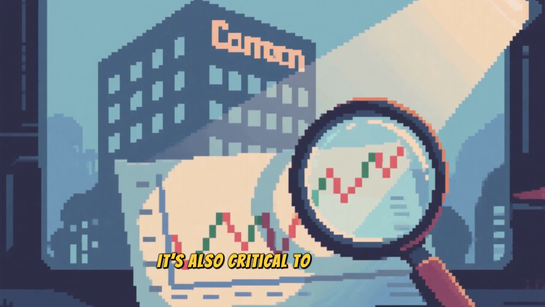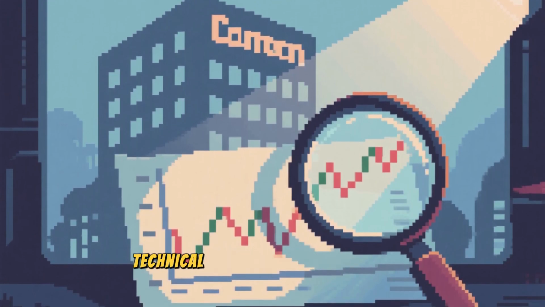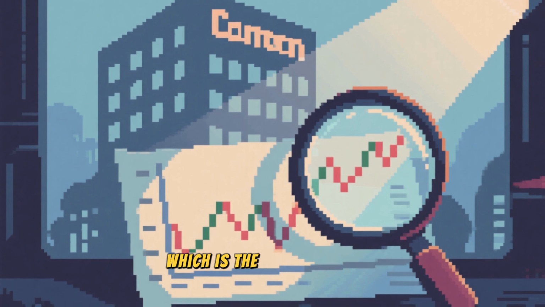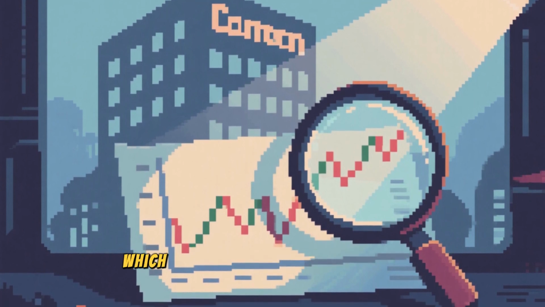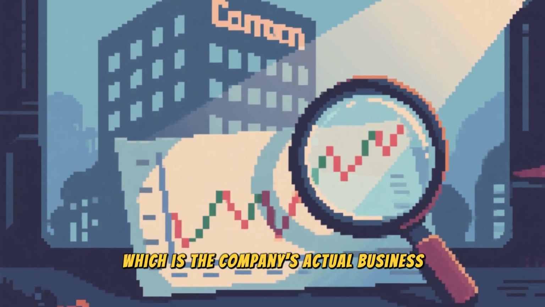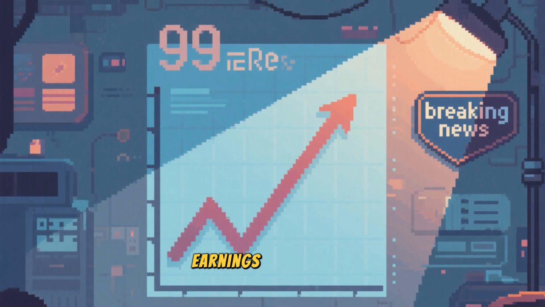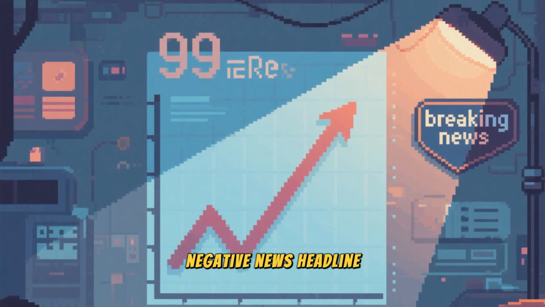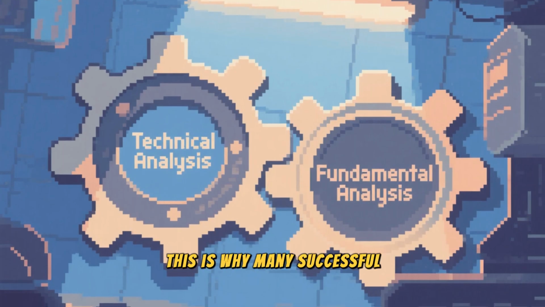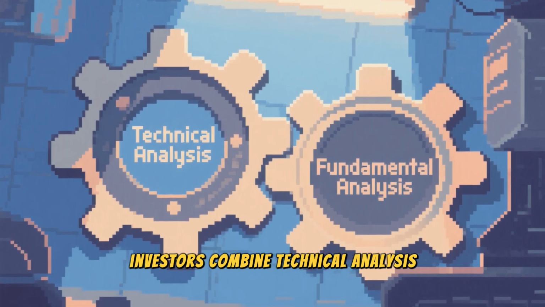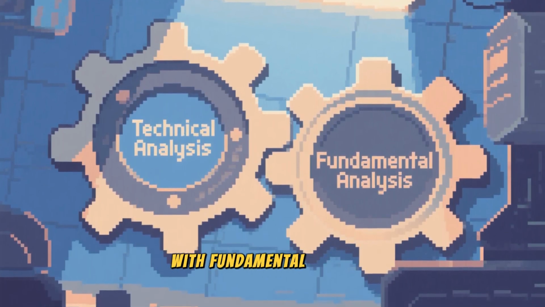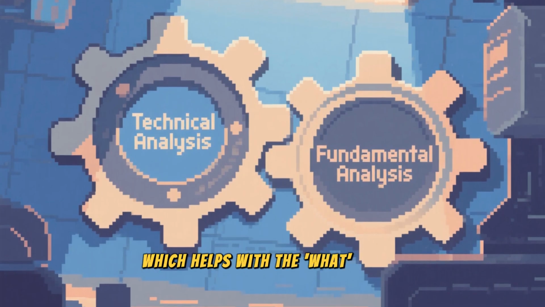It's also critical to remember the major limitation. Technical analysis studies the effect, which is the price movement, not the cause, which is the company's actual business. A beautiful chart pattern can be instantly invalidated by a surprise bad earnings report or a negative news headline. This is why many successful investors combine technical analysis, which helps with the when to buy, with fundamental analysis, which helps with the what to buy.